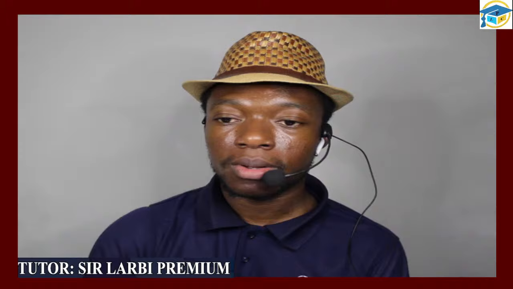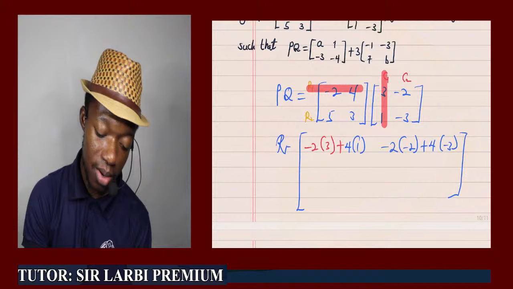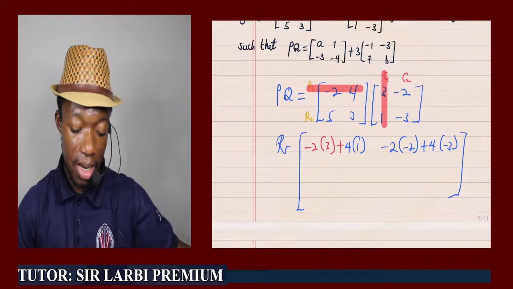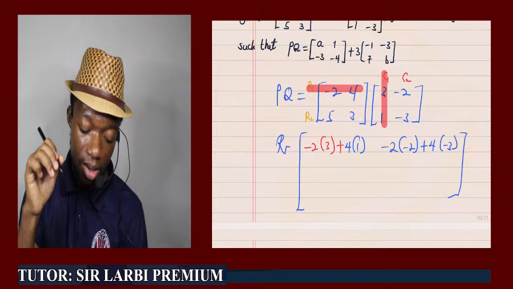So this is what I was saying. Once you are done, we come to the second row of the first matrix, also to multiply in the same order. And that will give us the second row of the result matrix, which is this.